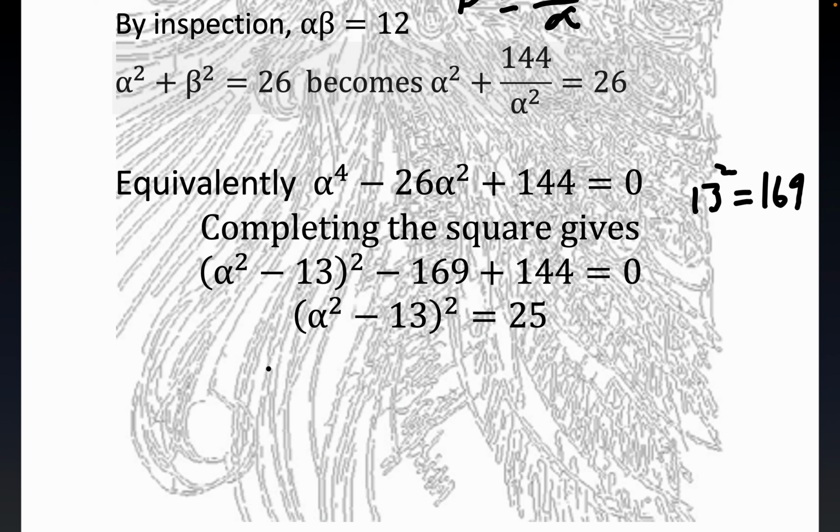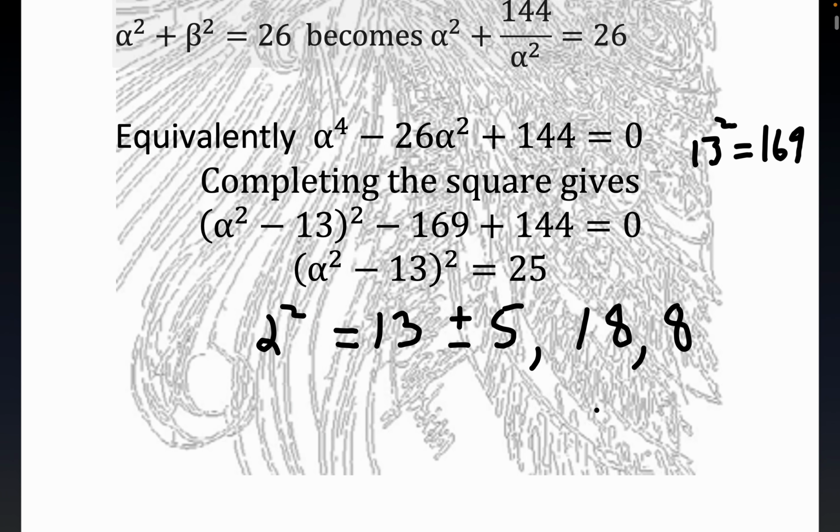So this would lead to alpha squared. We're going to take the plus and minus square roots of 25, which is plus or minus 5. So this would equal 13 plus or minus 5. But what does that give us? That gives us 18 and 8. 13 plus 5 is 18. 13 minus 5 is 8.